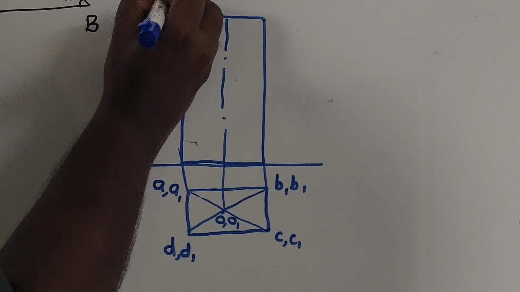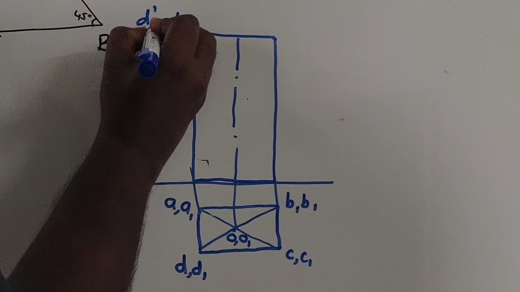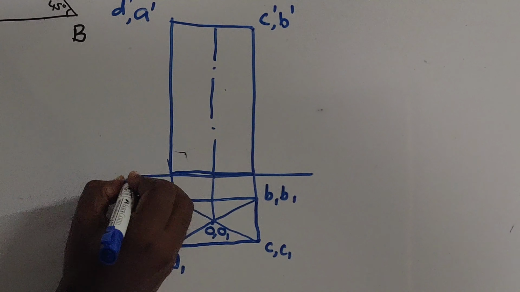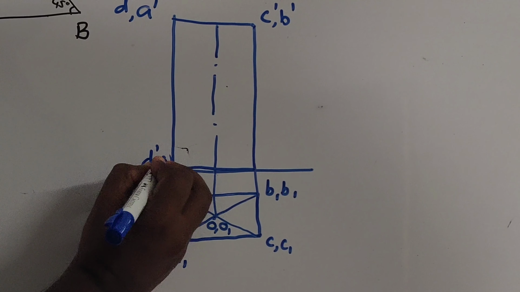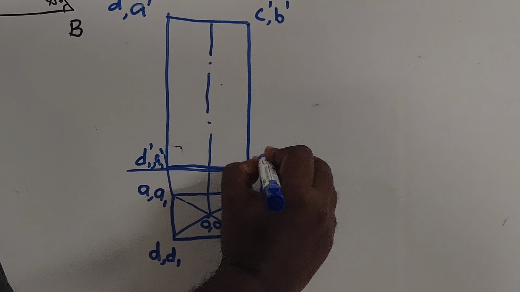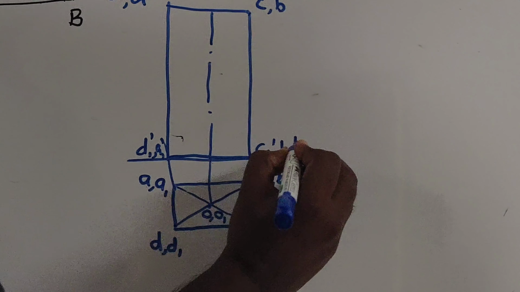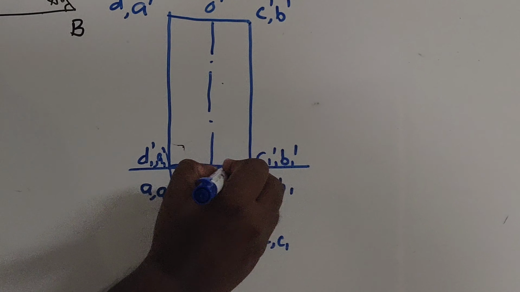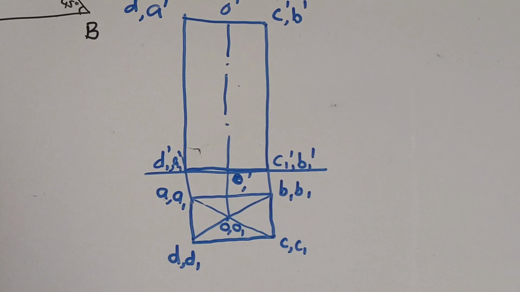So this is A dash, D dash, A dash. Here it is C dash, B dash. Correspondingly I will get D1 dash, A1 dash and C1 dash, B1 dash, and you will get this as O dash, O1 dash. All the dimensions you have got.